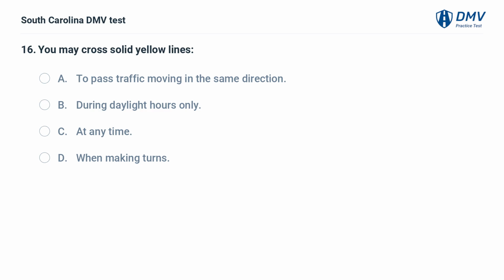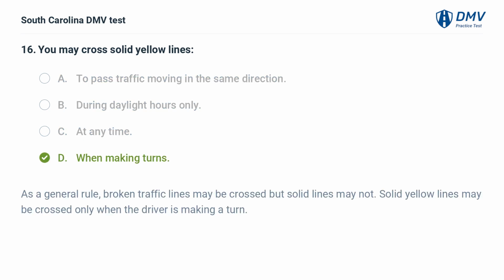You may cross solid yellow lines A. to pass traffic moving in the same direction. B. during daylight hours only. C. at any time. D. when making turns. D. when making turns. As a general rule, broken traffic lines may be crossed but solid lines may not. Solid yellow lines may be crossed only when the driver is making a turn.